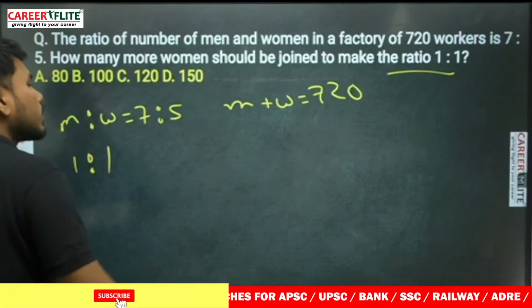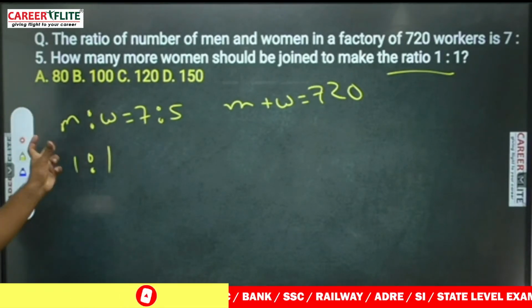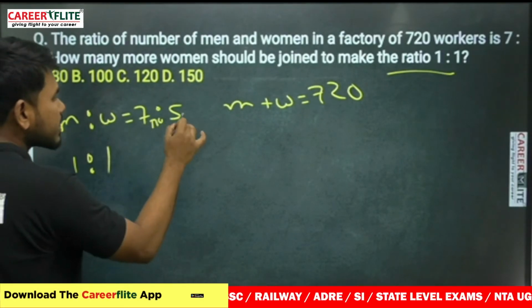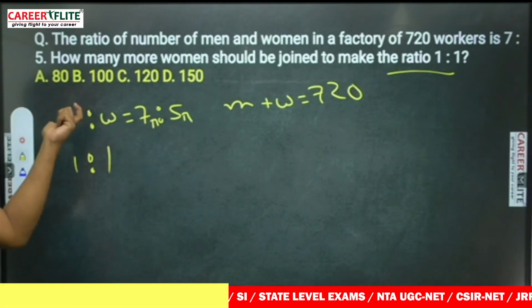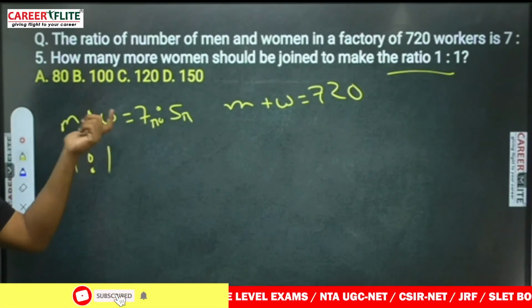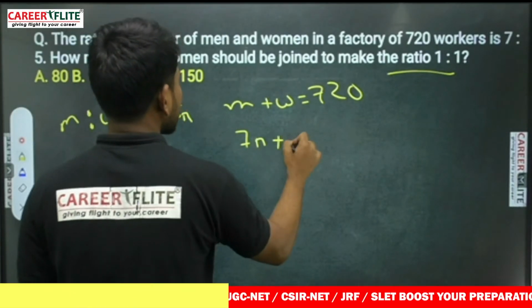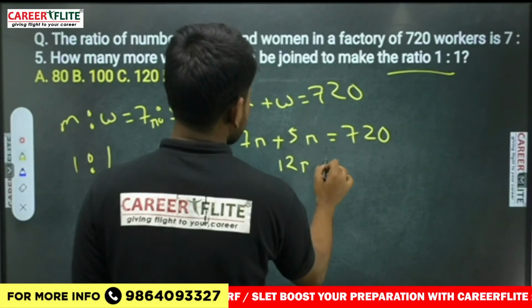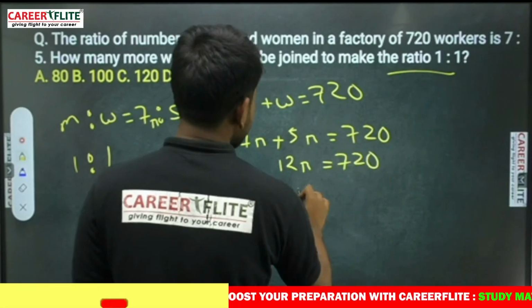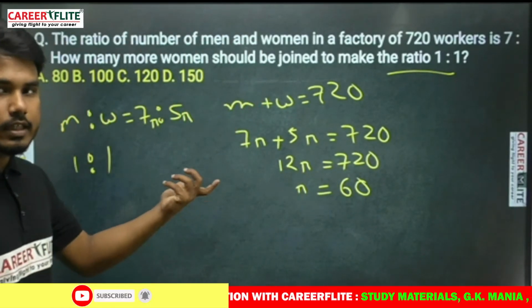See, total number of men plus women is 720, right? Initially, how much is the ratio? 7R and 5R. So if you can find the value of R, we can find the initial number of men and initial number of women. So what is number of men? 7R. What is number of women? 5R. This is 720. This will come out to be 12R is equal to 720. Then R is equal to 60. Right? R is equal to 60.